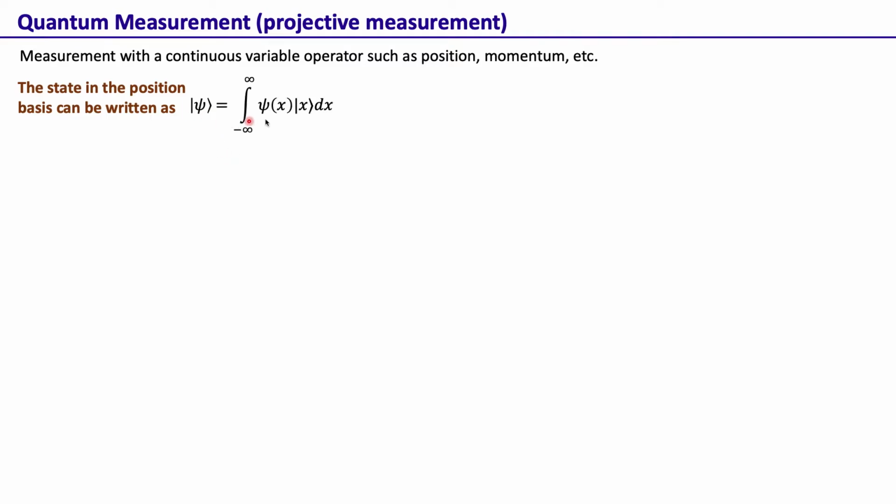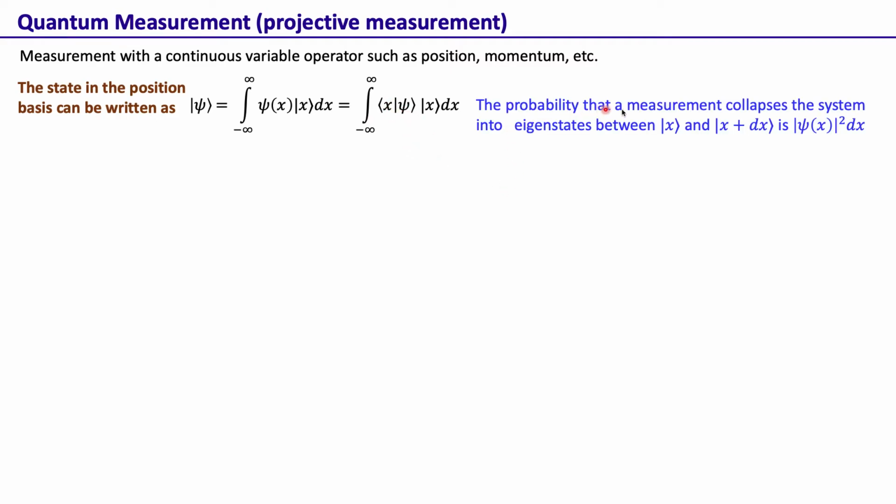So the state ψ in the position basis we can write as the integral of ψ(x)|x⟩, in this manner, where ψ(x) can be written as ⟨x|ψ⟩. We know that the probability that a measurement of position collapses the system into eigenstates between x and x plus dx is |ψ(x)|² dx. So |ψ(x)|² is the probability density. Since this is a continuous variable, we talk in terms of probability density instead of probabilities. If you want to calculate the probability, we multiply it with dx and then integrate over the range of the variable that we are interested in.